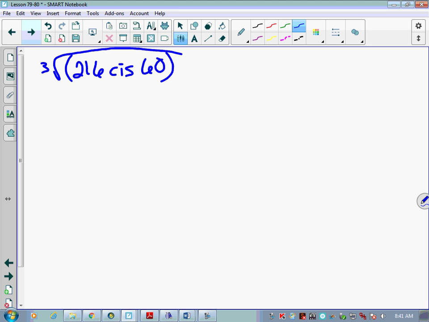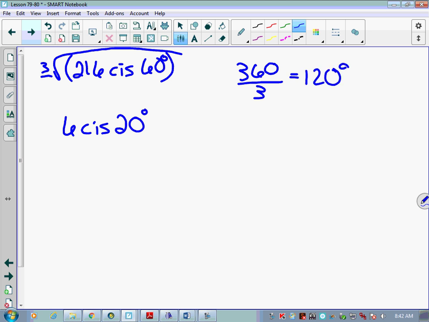So the cube root of 216 is 6. That's absolutely right. Now, whenever we did the degrees, we multiplied by the exponent. Here we're going to divide by the exponent. So we should get 6 cis what? 20 degrees. Now, the thing with this is that we can hit this location multiple times, whereas we couldn't with the exponent. So we're going to take 360 and divide it by this 3 to find out how many different places we can get to, 120 degrees, which means, because it says find the 3 cube roots, we should have 3 values.